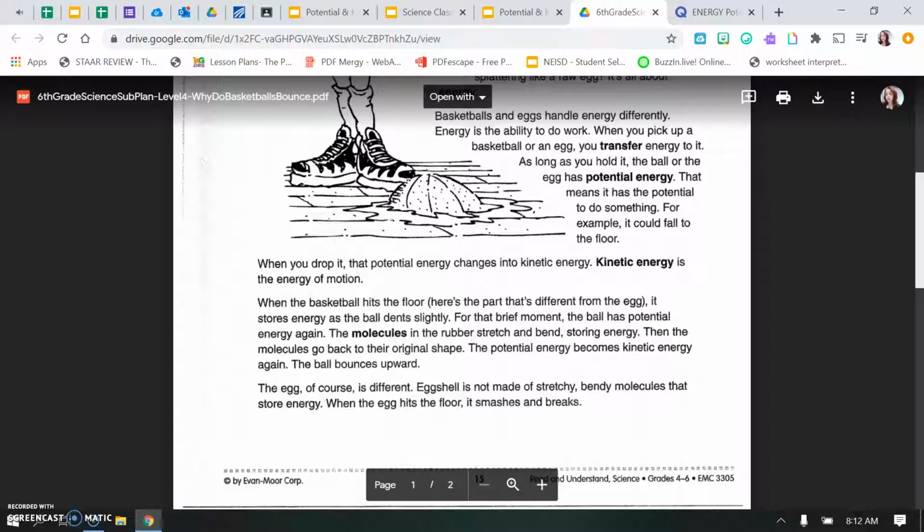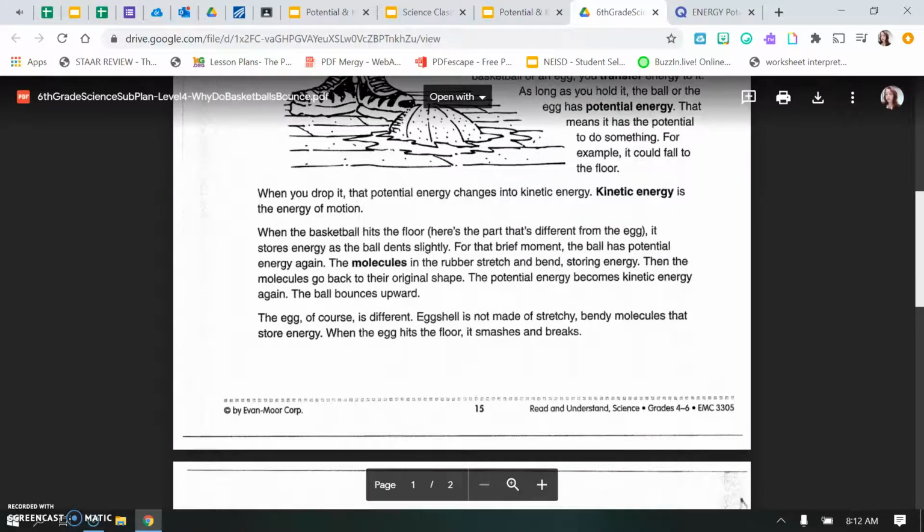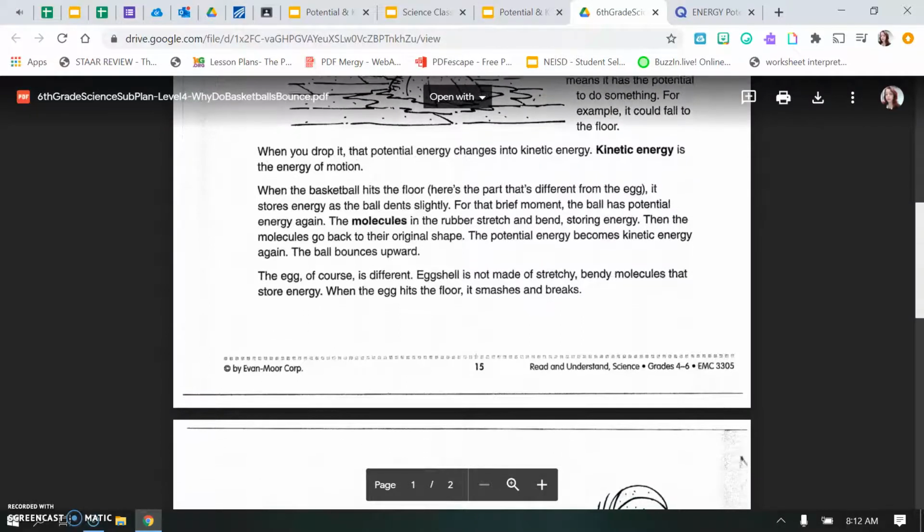When you drop it, that potential energy changes into kinetic energy. Kinetic energy is the energy of motion. When the basketball hits the floor, here's the part that's different from the egg. It stores energy as the ball dents slightly. For a brief moment, the ball has potential energy again.